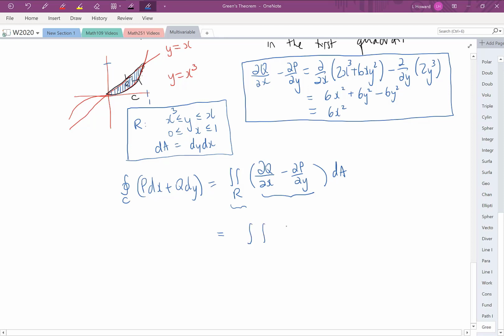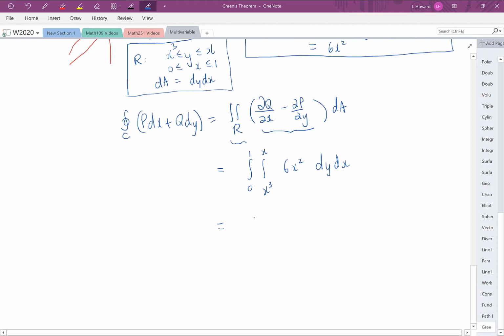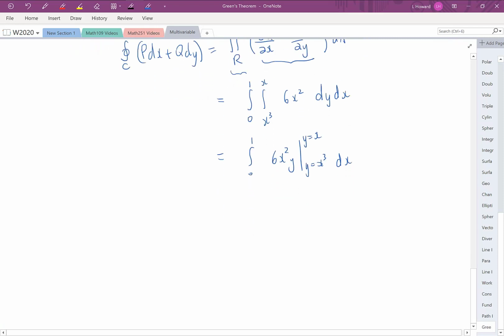So our integrand we said was 6x squared, dA was dy dx, and for the limits of integration, we said y was going from x cubed to x, while x was going from 0 to 1. Okay, so let's get the integration done. Keep our outside integral on there. Integrating with respect to y, we'd have 6x squared y, and that's going to get evaluated at y equals x, and then y equals x cubed.